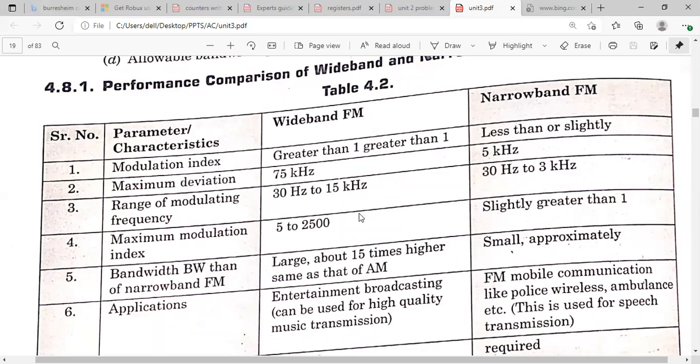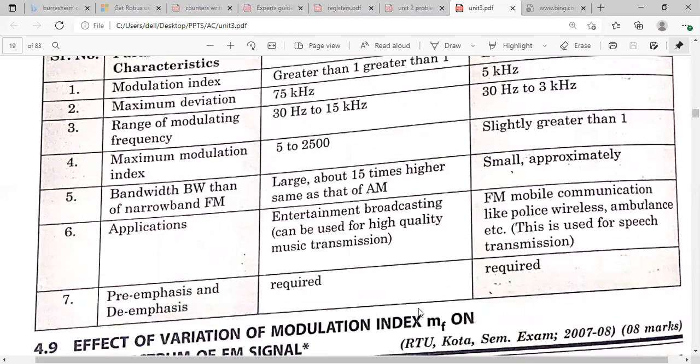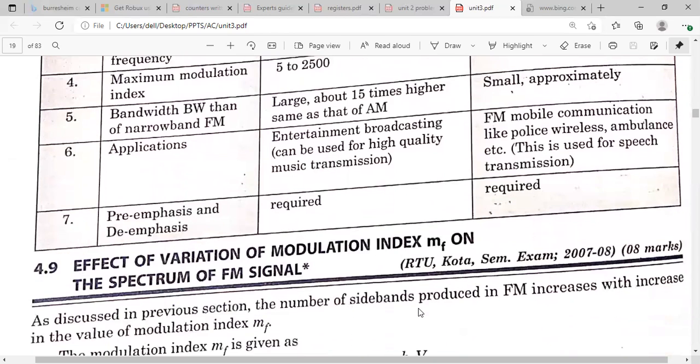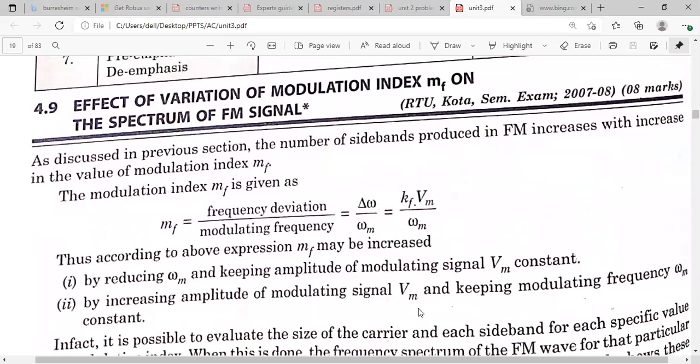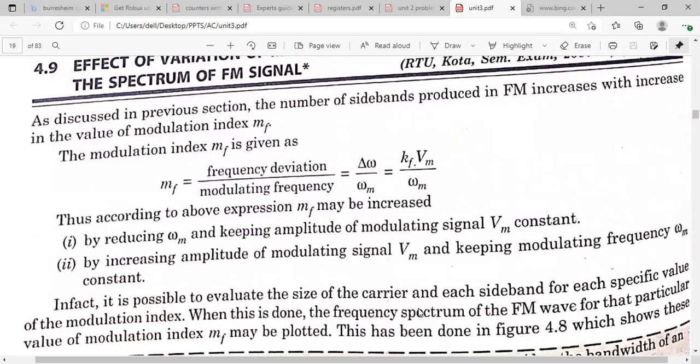Wideband FM will be used for high quality music transmission, and narrowband FM will be used in wireless police communications and speech transmission. For both wideband FM and narrowband FM, we need a circuitry of pre-emphasis. Okay, so that is all about narrowband FM and wideband FM.